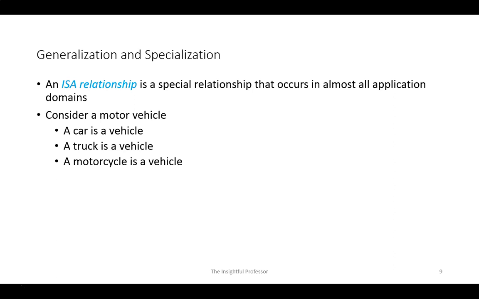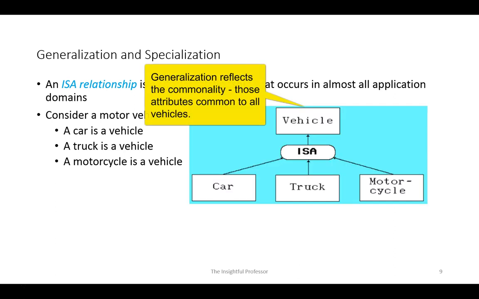A motor vehicle can exist in many forms. Each form has some attributes common to all vehicles. Each form might also have attributes unique to that form. The commonality gives rise to the generalization. Every vehicle is going to have a vehicle identification number. Every vehicle will have a make. Every vehicle will have a model, regardless of whether that vehicle is a car, a truck, a motorcycle.